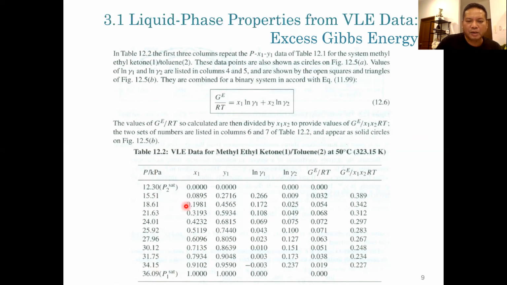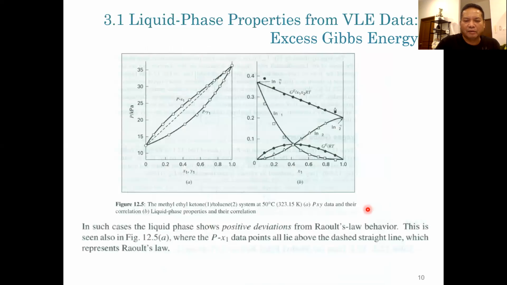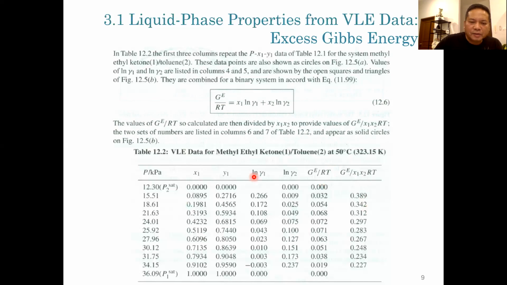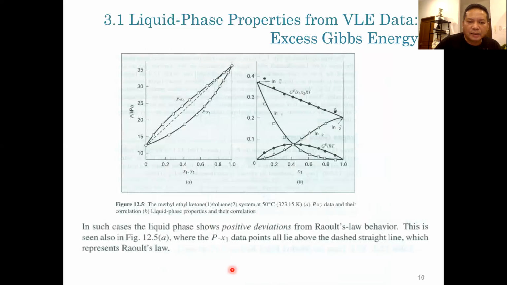This is x1 and x2, ln gamma 1. And then we can plot it. We can calculate G^E over RT here, and G^E over x1 x2 RT there. So we can get this result here, and then we plot it into a graph. For the first plot, we got this.